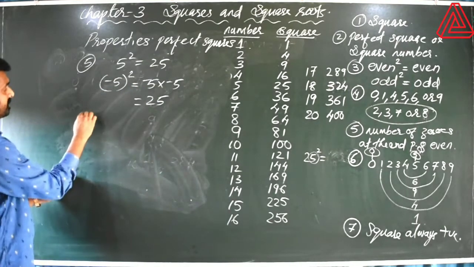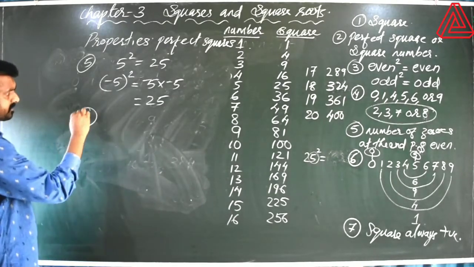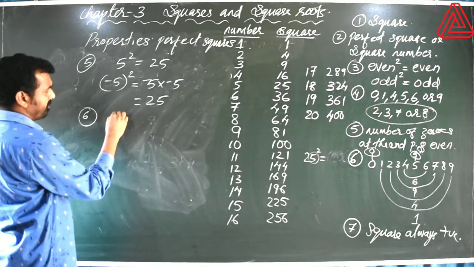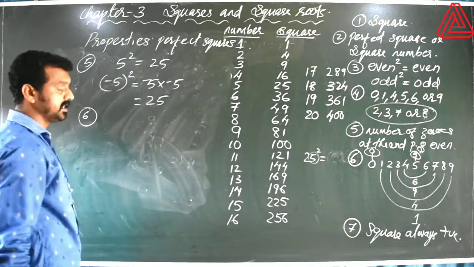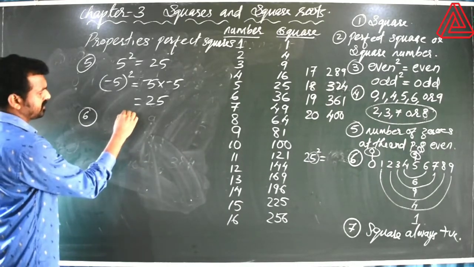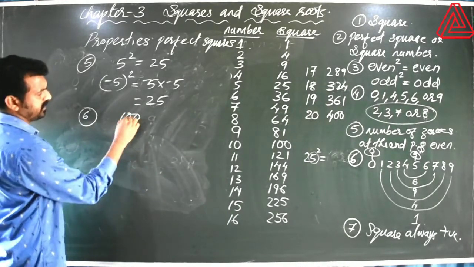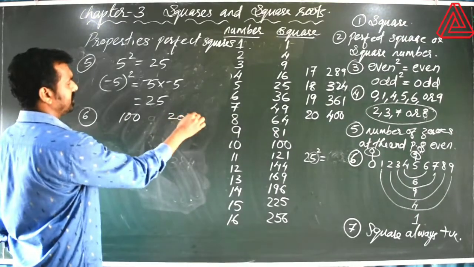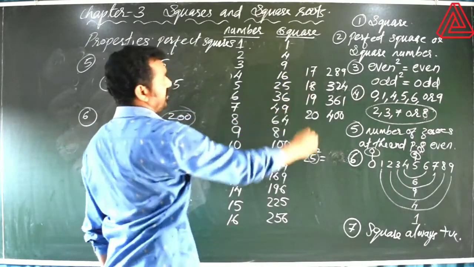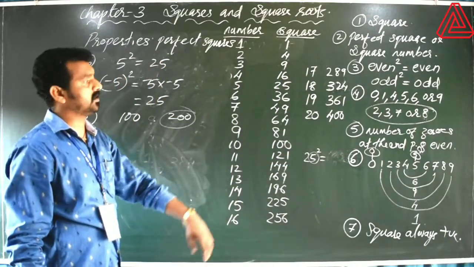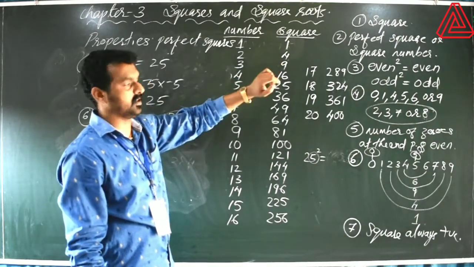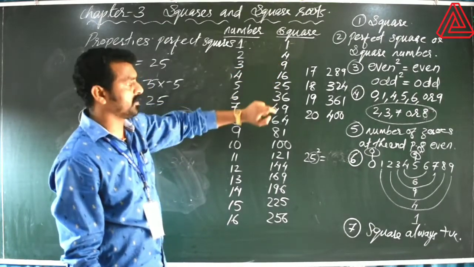The next one, number 6, sixth property. If a number is a perfect square, its double can never be a perfect square. Suppose 100 is a perfect square, its double 200 will never be a perfect square. 1 double means 2, which is not a perfect square. 4 plus 4 is 8, not a perfect square. 9 plus 9 is 18, not a perfect square.